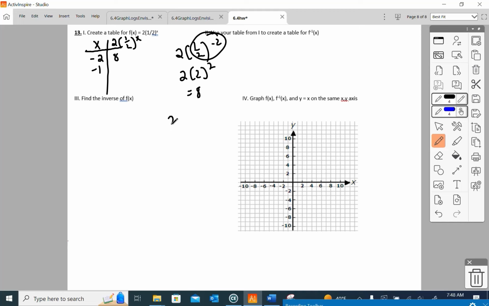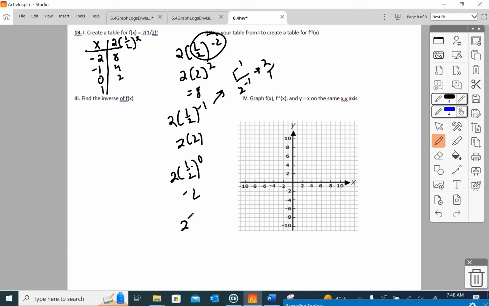If I feed it a -1, I'd have 2 times 1/2 to the -1st, which is 2 times 2. I wish you guys understood exponents. This becomes 1 to the -1 over 2 to the -1, which becomes 2 over 1. That's what the exponents do to it. If I feed it a 0, it's 2. Then I'm just going to feed it a 1. I'm not going to go any farther past a 1 because then I introduce fractions, but 2 times 1/2 to the first is 1. And there's my table.